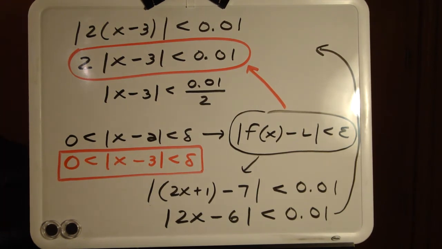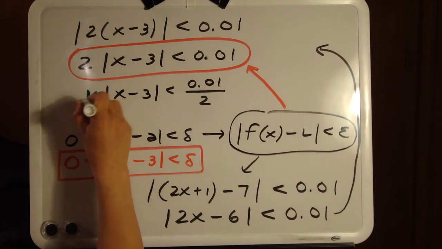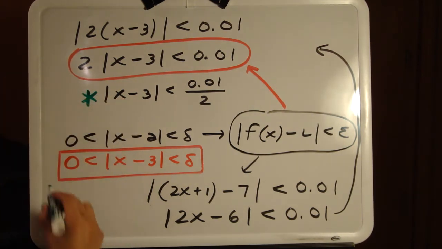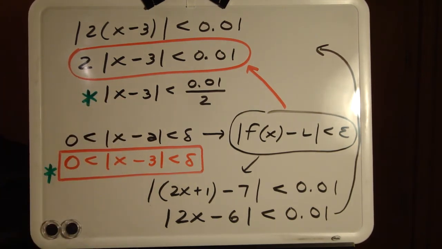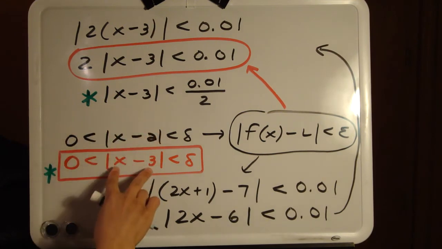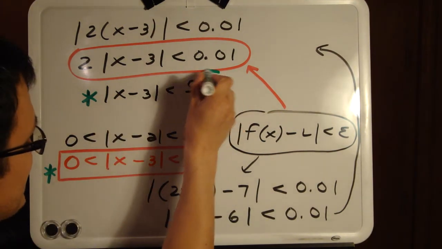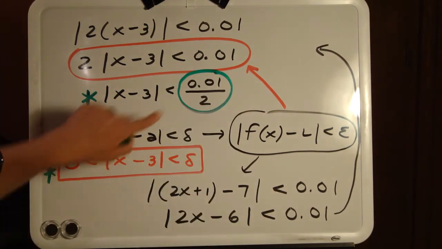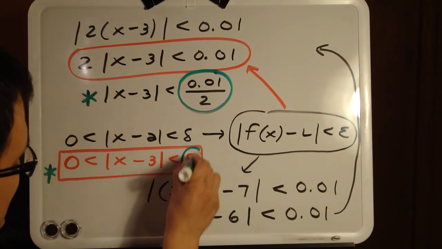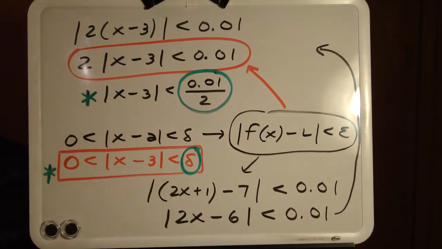And then I think this is the place where now you can look at these inequalities, and I'll put an asterisk on each one. This statement here, and then also this one here. So you can see we have absolute x minus 3 in 2 locations, and so that is suggesting that this could be your delta. So you can see it's sitting in the same spot as that one there.